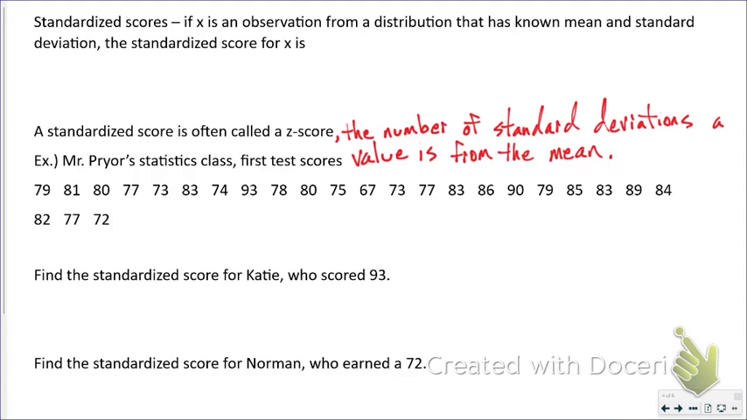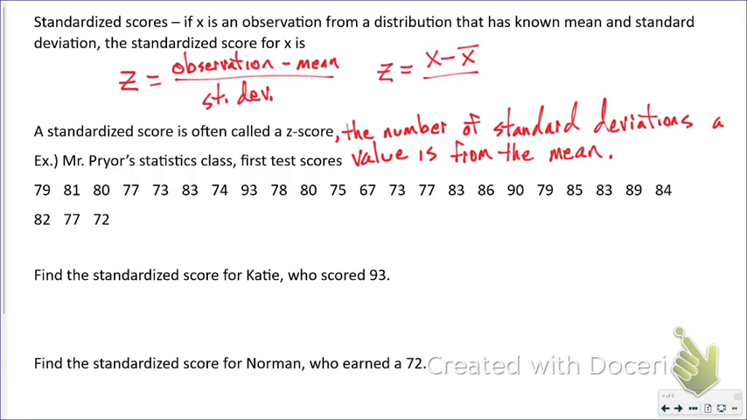So what that means is we're going to use the letter Z to symbolize a standardized score, and we're going to go observation, like the value in question, minus the mean over standard deviation. And for now, this formula looks like this. We're going to change this formula over time, like it constantly evolves as we learn more statistics. But this is the most basic form of a z-score.